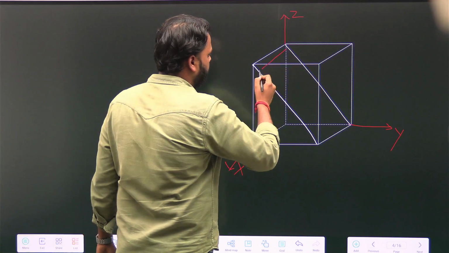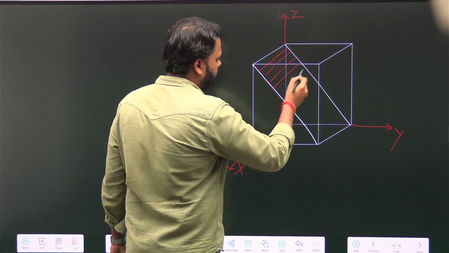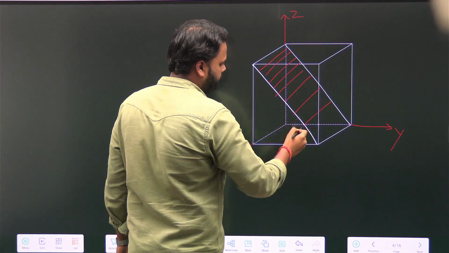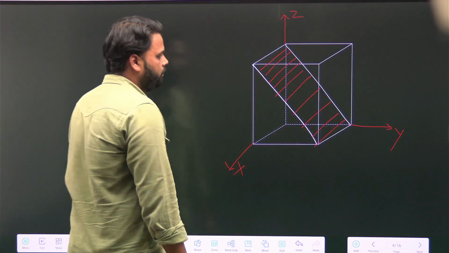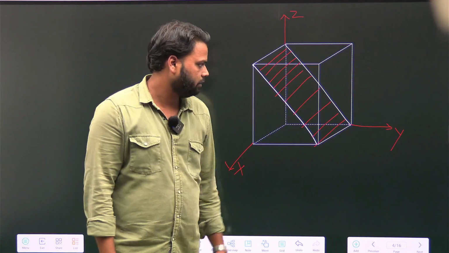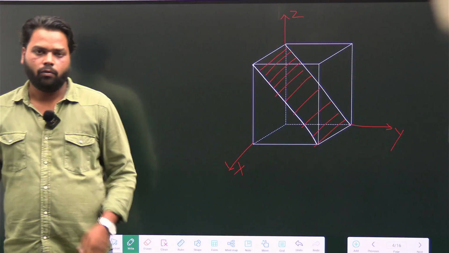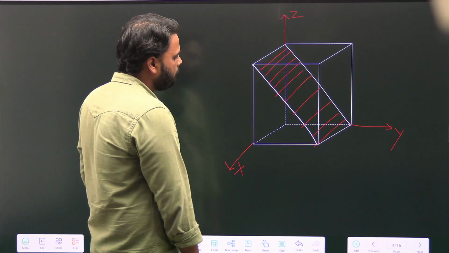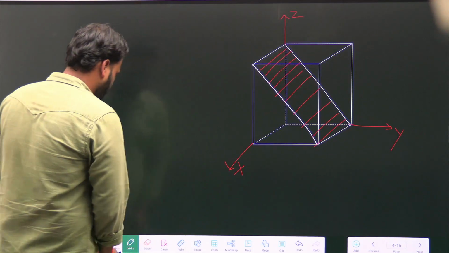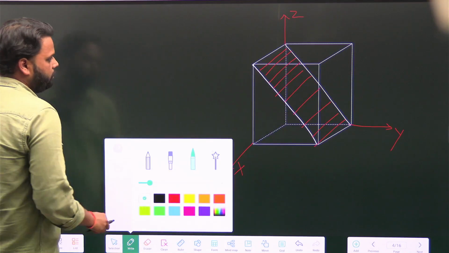Now tell me the Miller indices of this plane. Let's suppose the side of the cube is A. What will be the Miller indices of this plane? 0 1 1. Okay, it will be 0 1 1.